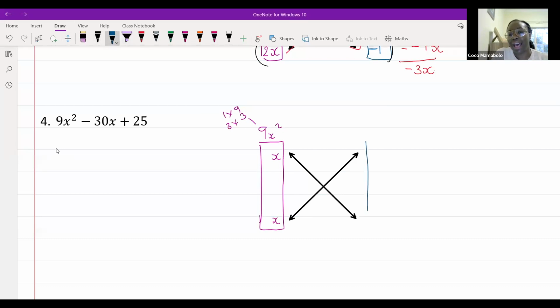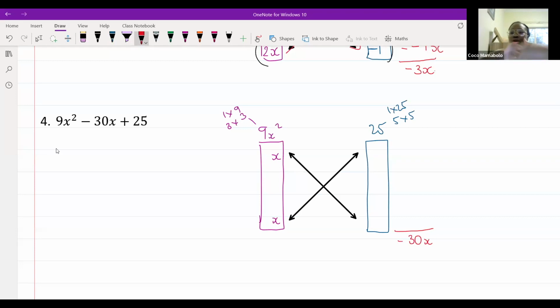On the other side, I've got 25. 25 is also going to give me 2 factors. Yes, I'm going to get 1 times 25 and 5 times 5. Now, what is our objective? Where are we headed, guys? To what number? What are we trying to get? Good, Tyler, that's it. Negative 30x.